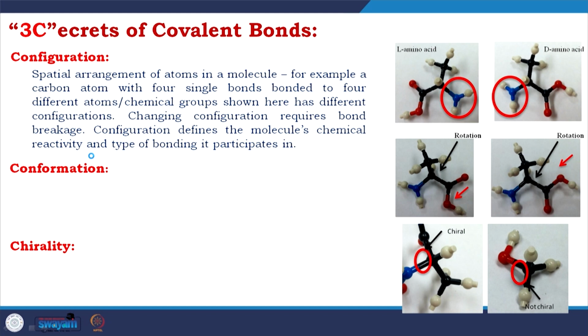For example, a carbon atom with 4 single bonds bonded to 4 different atoms, shown in this picture, has different configurations. Changing configuration requires bond breakage. Configuration defines the molecule's chemical reactivity and the type of bonding it participates in. Let us take a look.